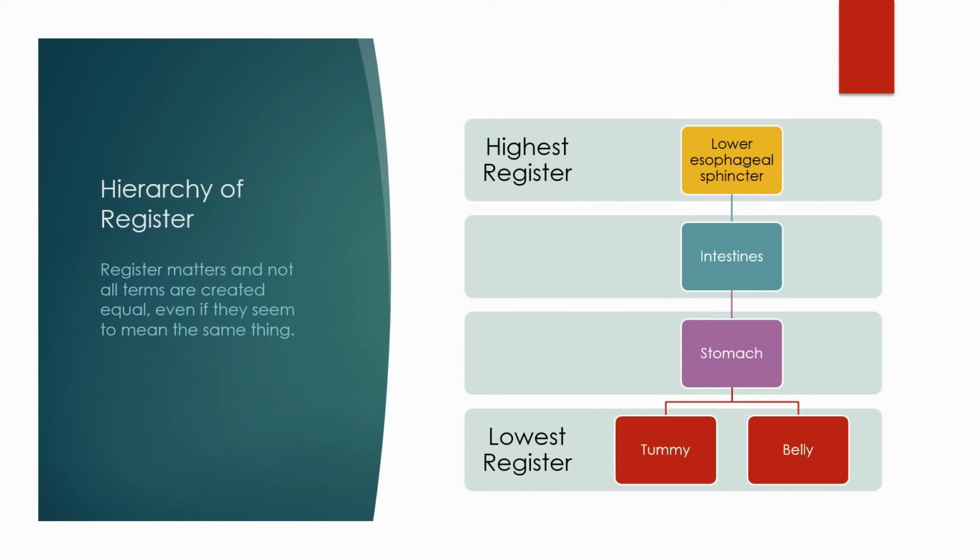So we're going to have the more complex terms at the top, the less complex terms at the bottom. So obviously lower esophageal sphincter would be the highest register of all these terms. Intestines, stomach, maybe on the same level in some languages, some cultures, but definitely the lowest register are going to be tummy or belly. So of course, patients who may have a lower level of education, patients who, let's say pediatric patient, they will typically use the words tummy and belly to refer to the stomach area.